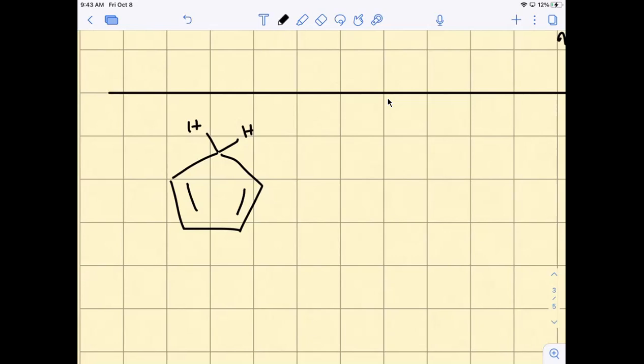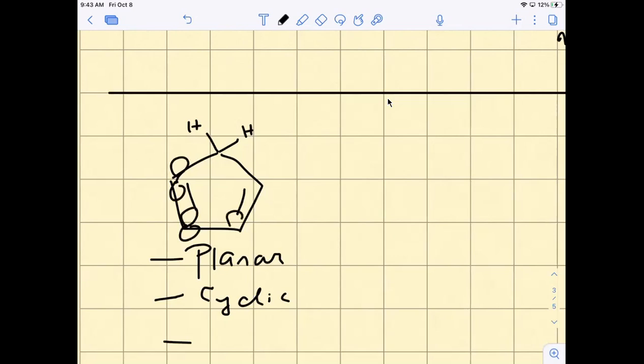We can see that it's flat, it's planar. We can see that it's cyclic. Is it fully conjugated? No. Oh, right, because this carbon is excluded. There's no p orbital on it, so those p orbitals can't overlap. So it's not fully conjugated.